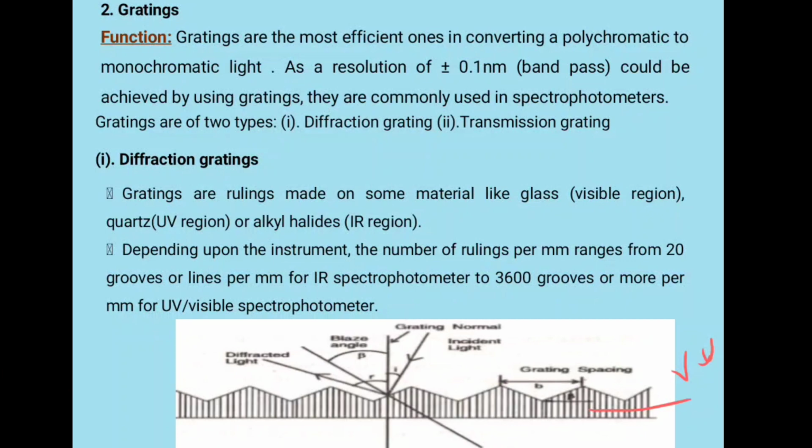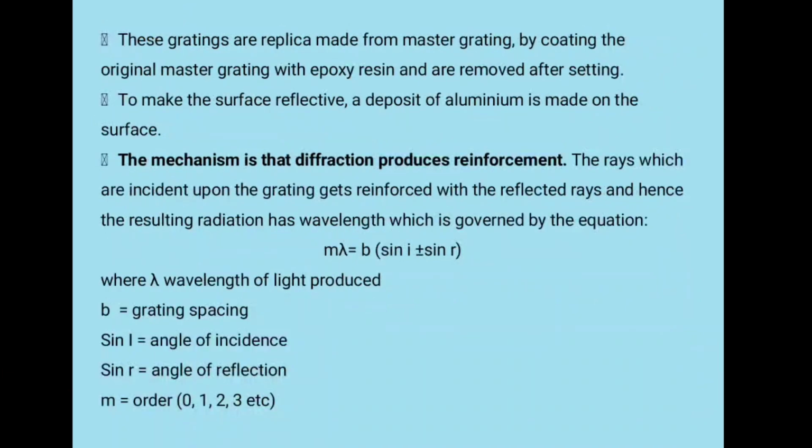You can see the diagram here. These gratings are replicas made from a master grating by coating the original master grating with epoxy resin and are removed after setting. To make the surface reflective, one side of the surface is coated with alumina. The mechanism is that diffraction produces reinforcement.